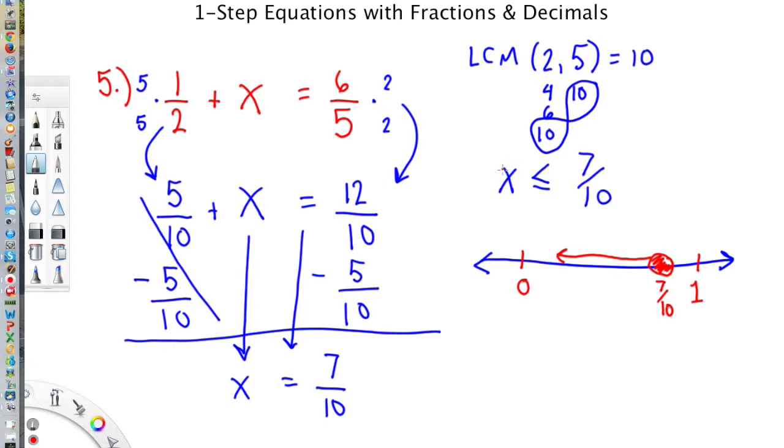But once again, this was just for fun. The answer to our equation was x is equal to 7/10.